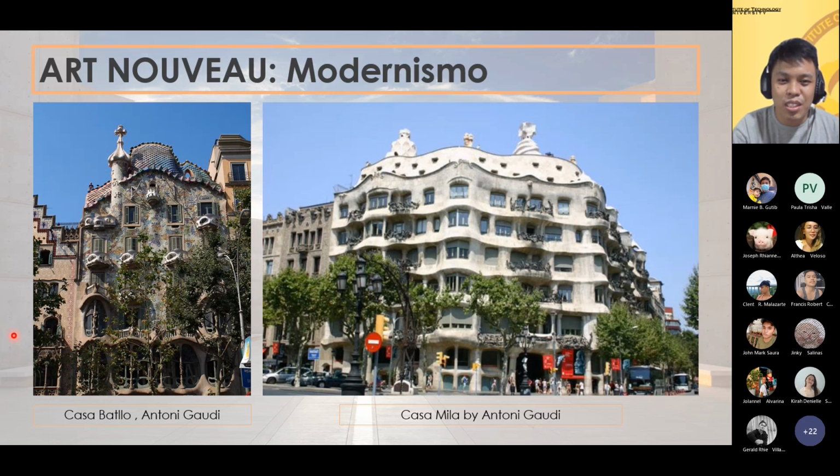Anthony Gaudi. So if you notice, the buildings of Anthony Gaudi are kind of weird, right? They follow curvilinear forms. I think he has no building that is straight. All buildings of Anthony Gaudi are curvilinear, all curved. So let's check for other examples.